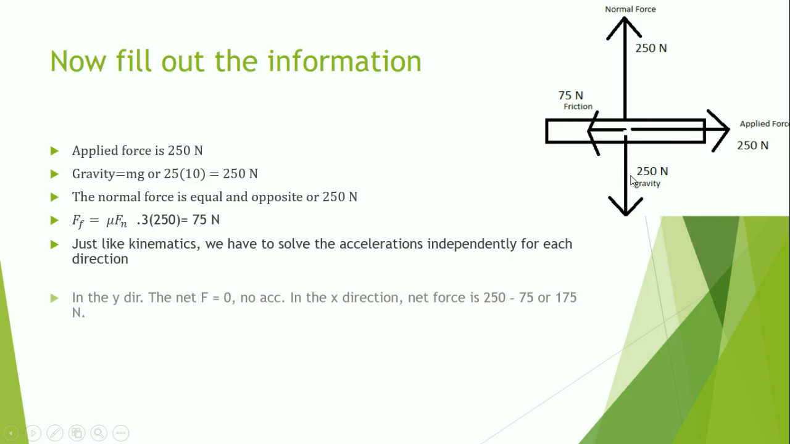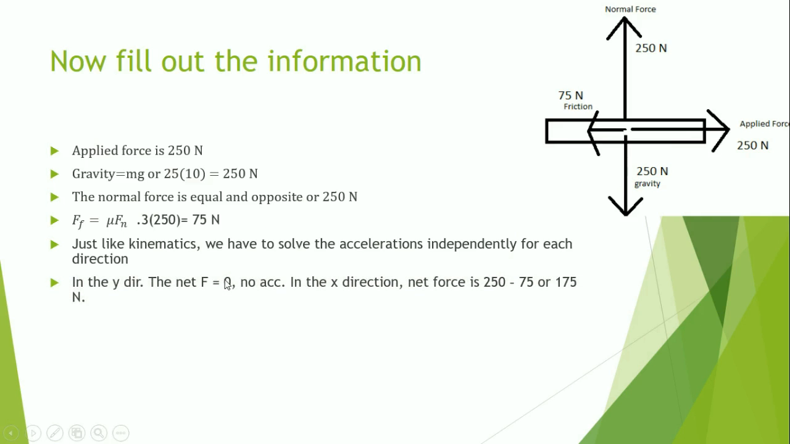So let's just talk about the y direction first. The net force is 0 because the normal force and gravity are exactly opposite and they're the same magnitude. If we have two people pulling on a rope with the same force, the rope isn't going to go anywhere. Same thing in this case. So in the y direction, there is no acceleration.